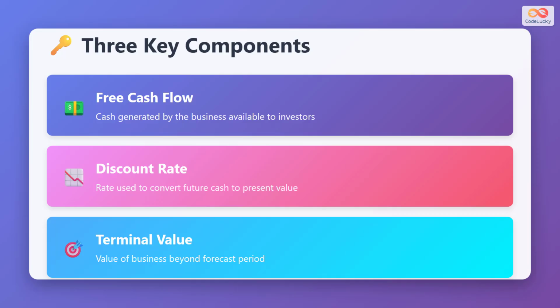Every DCF analysis relies on three key components. First, free cash flow, which is the cash generated by the business that's available to investors after all expenses and capital expenditures. Second, the discount rate, which is the rate used to convert future cash flows to present value. And third, terminal value, which represents the value of the business beyond the forecast period. These three elements work together to give us a complete picture of a company's worth.